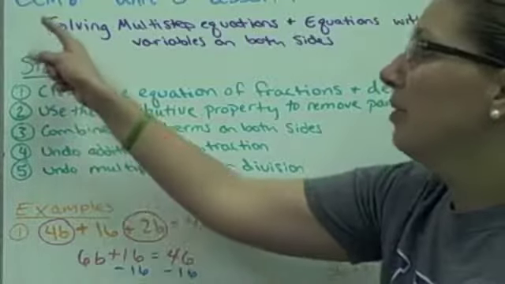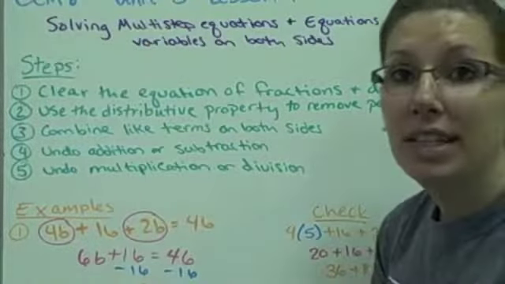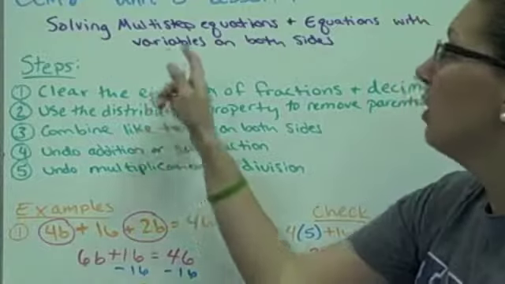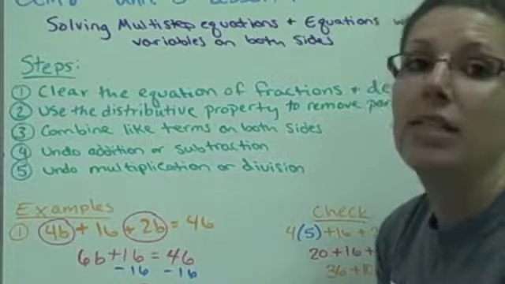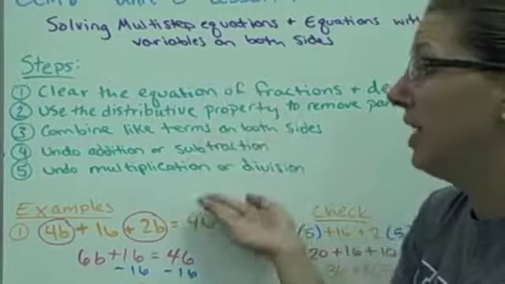Hi, today we're going through CCM8, Unit 5, Lesson 4. We're going to solve multi-step equations and equations with variables on both sides. This is a very complex process, so we have a lot of steps.